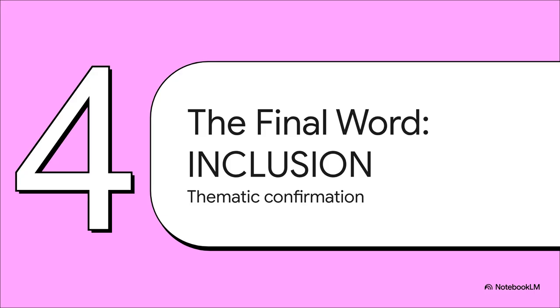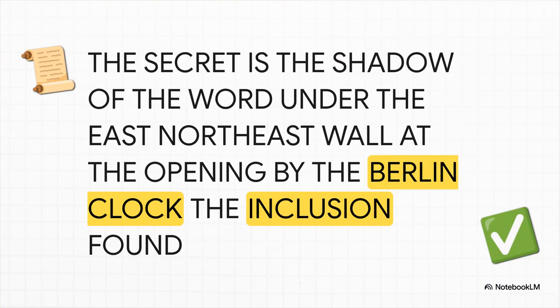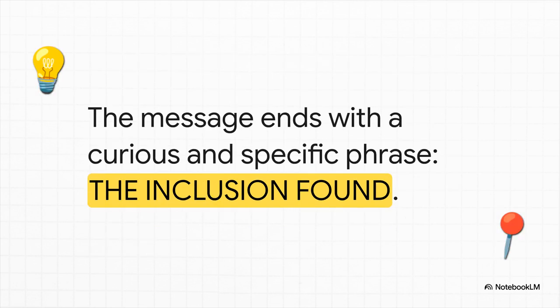So with the mechanics absolutely proven, what does the full message actually say? And maybe more importantly, what does it all mean? The final word of the decryption provides this stunning thematic confirmation that just ties the entire puzzle together beautifully. Here it is, the complete 97-character plaintext of K4. The secret is the shadow of the word under the east-northeast wall at the opening by the Berlin clock, the inclusion found. The message ends with a really curious phrase: the inclusion found.